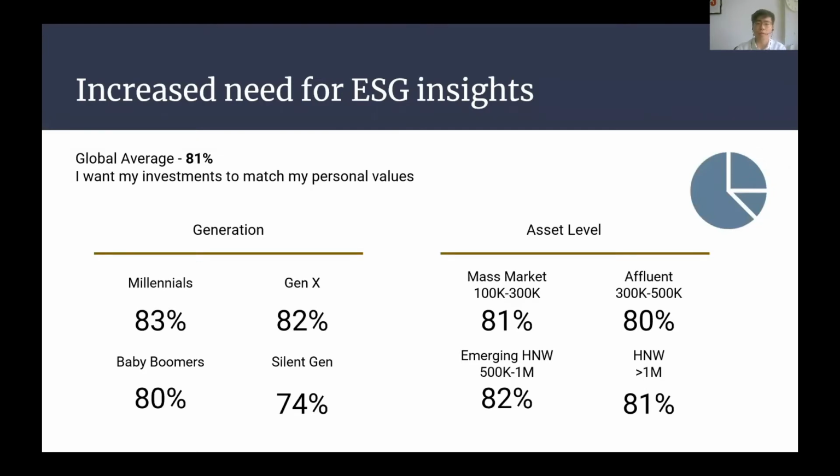Next, our next drill down focuses on personal values and investments. Similar to our previous study, the younger generation places a larger emphasis on matching their investments to personal values, with millennials at 83% compared to the silent generation at 74%. Level of wealth shows a more consistent picture, however, with respondents from all asset levels equally concerned about their investments aligning with personal values, at an average of 81%.